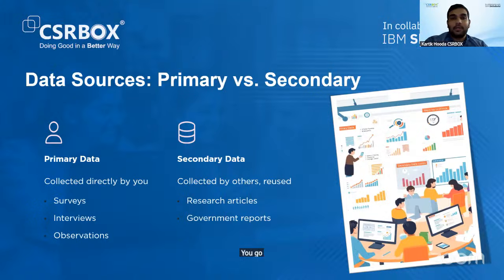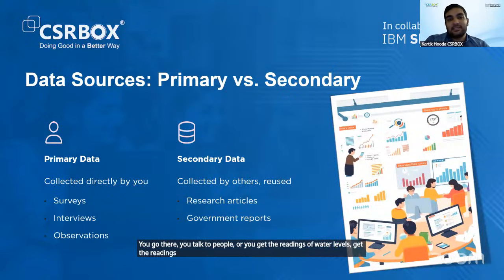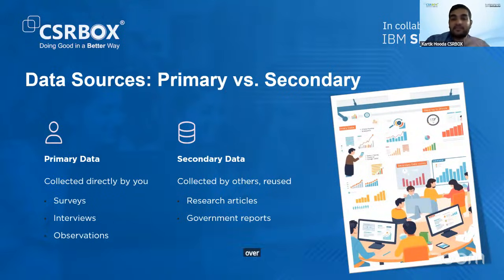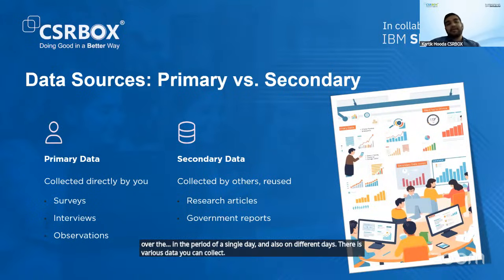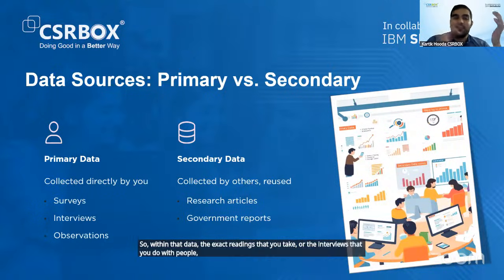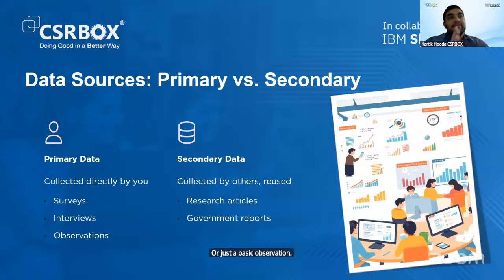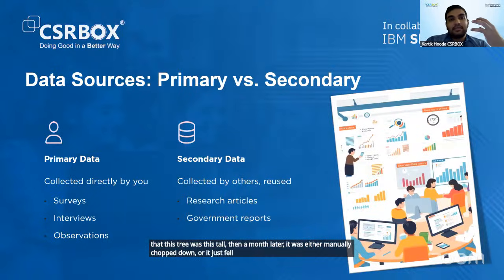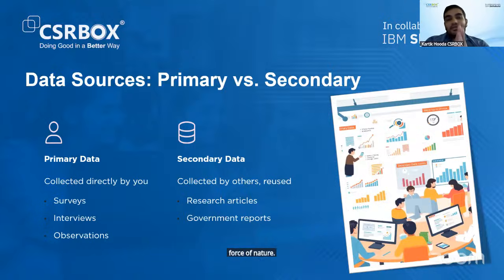You go there, you talk to people, or you get the readings of water levels, get the readings of temperature change over the period of a single day and also on different days. There is various data you can collect. So within that data, the exact readings that you take, or the interviews that you do with people, or just your basic observation that this tree was this tall, then a month later it was either manually chopped down or it just fell due to force of nature. So all this data, you were there on the site yourself, you did it yourself.